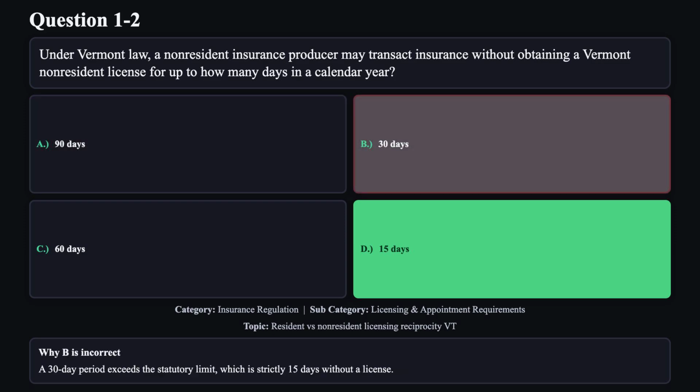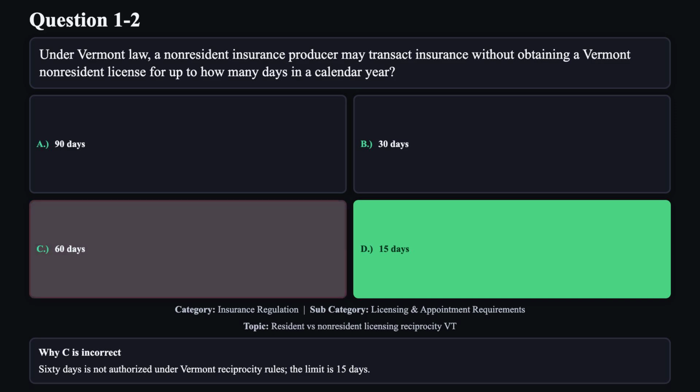Reason B is not correct. A 30-day period exceeds the statutory limit, which is strictly 15 days without a license. Reason C is not correct. 60 days is not authorized under Vermont reciprocity rules. The limit is 15 days.